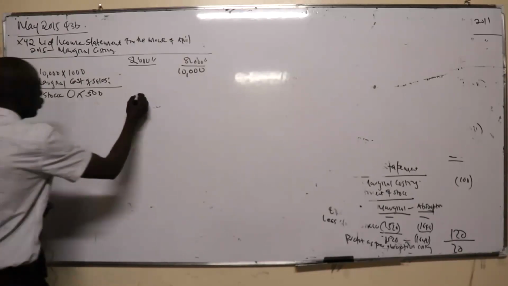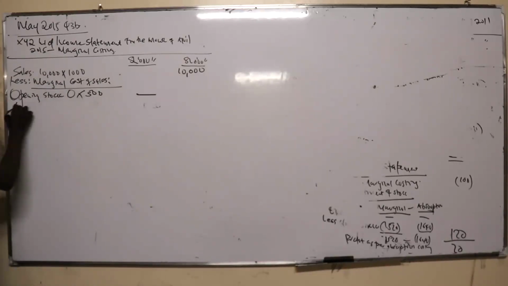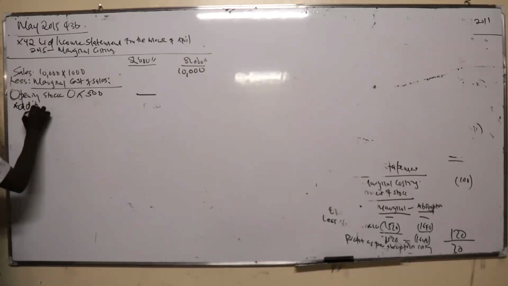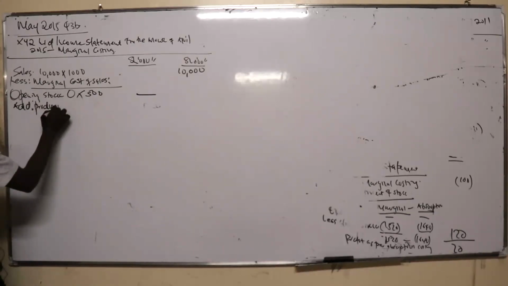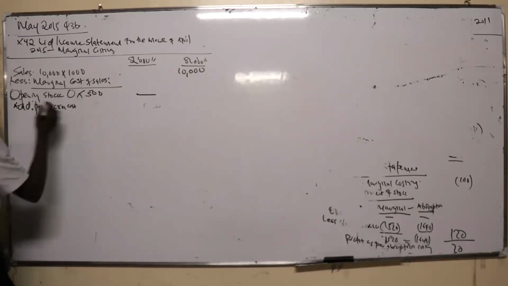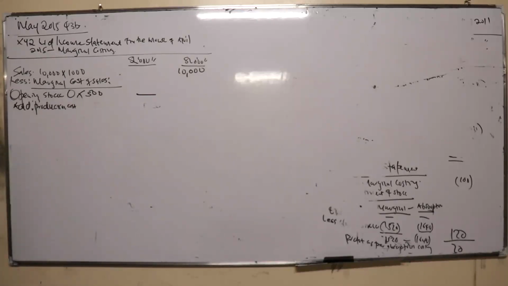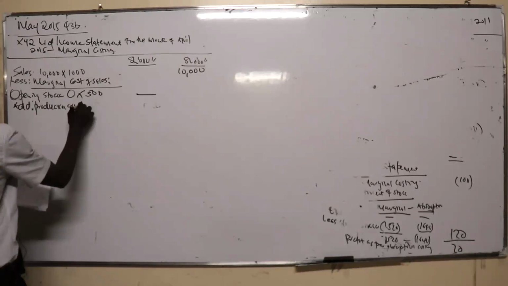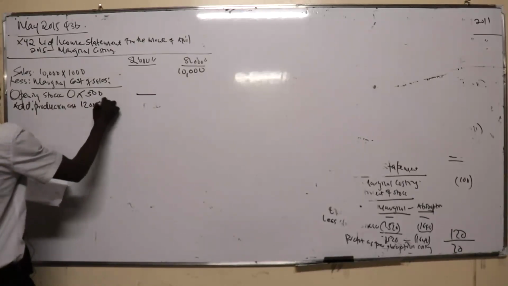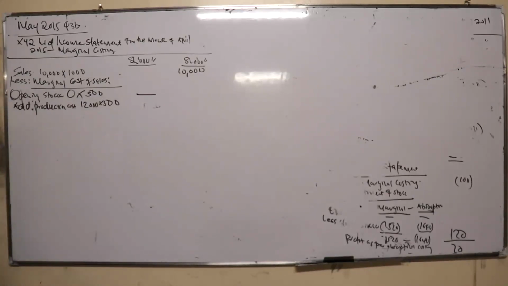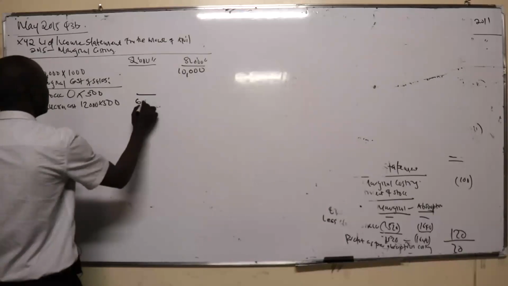So here we had no opening stock, and then you add production cost, the total number of units that were produced. They produced 12,000 units, and then you value them based on 500 per unit. So 12,000 times 500 will give you 6,000.